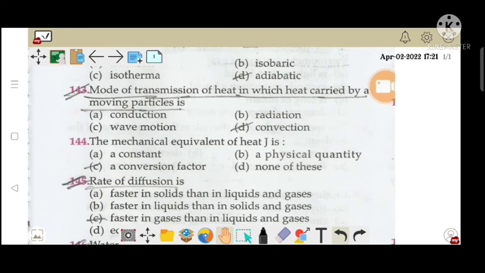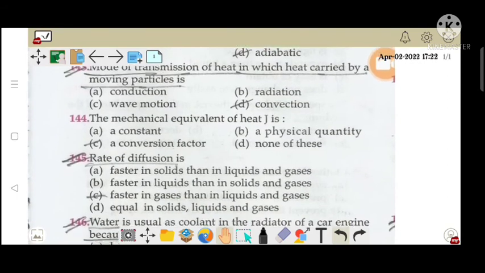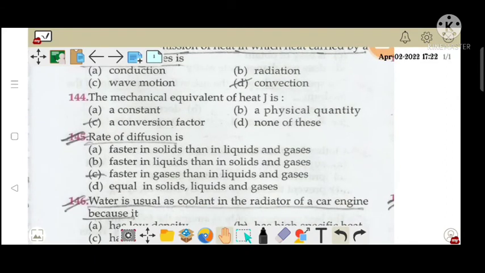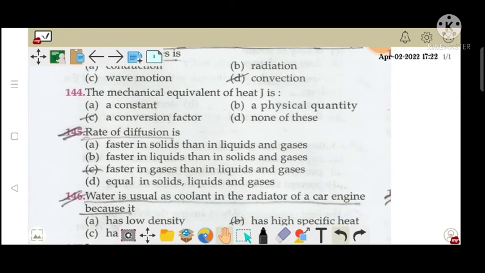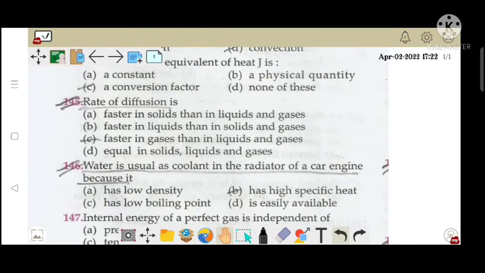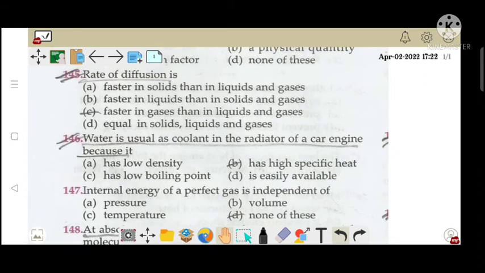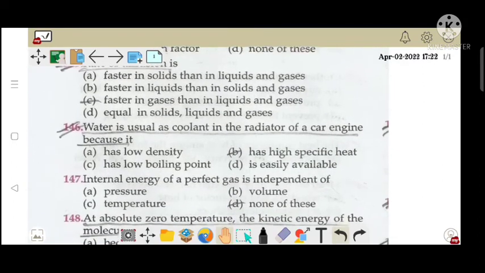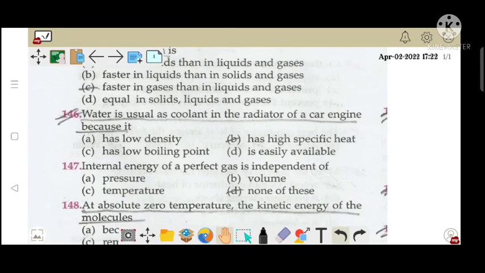The mode of transmission of heat which is carried by moving particles is convection. The mechanical equivalent of heat J is a conversion factor. The rate of diffusion is fastest in gas, then liquid, then solid.